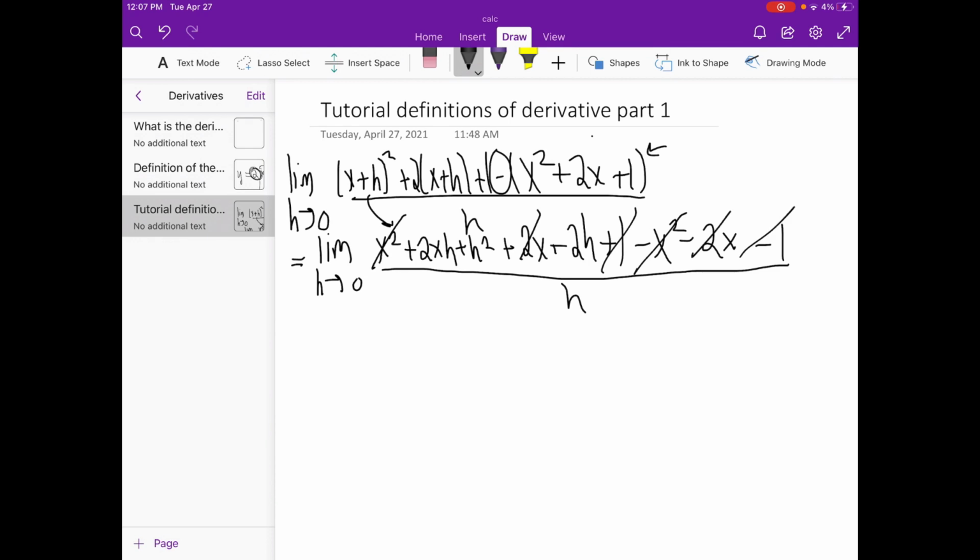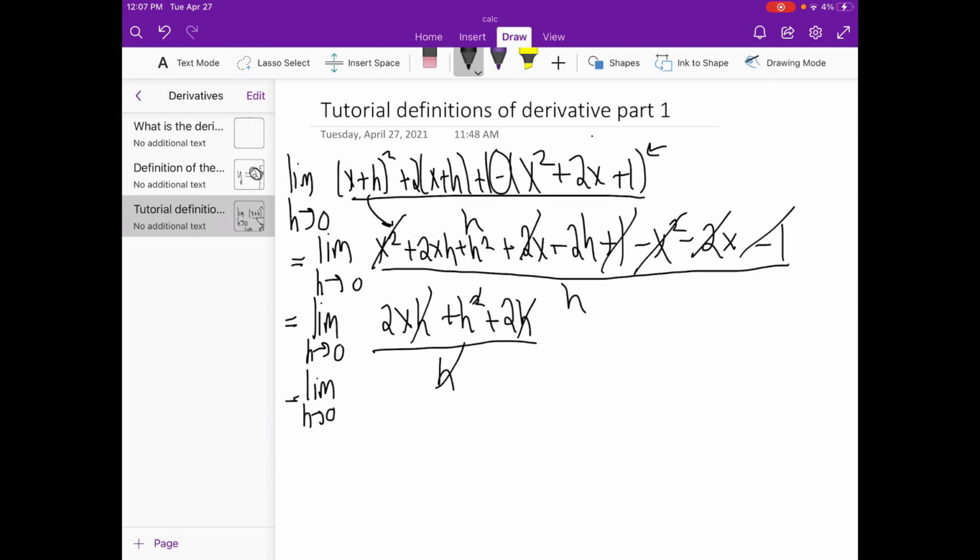So we got a lot of cancellation here. We got the x squares canceling out. We got the 2x canceling out. We got the 1s. And now we're going to rewrite this. Always looking for those good cancellations. So what's left? Now we got some h terms canceling out right there. Nice cancellation.